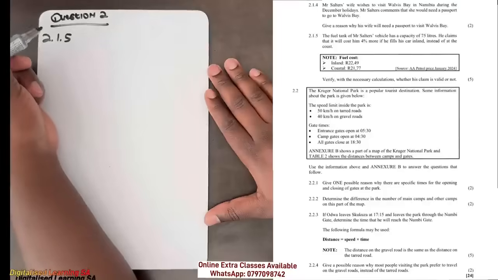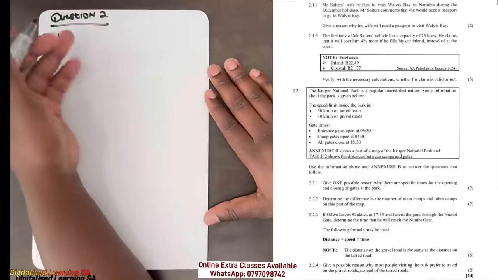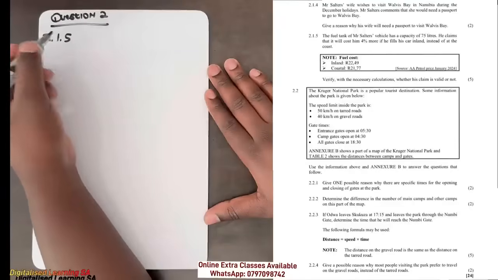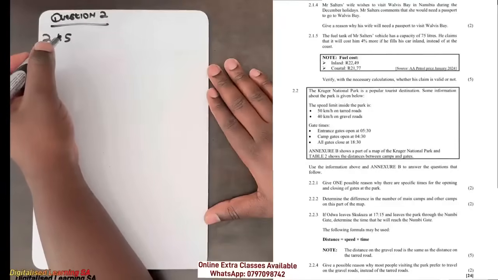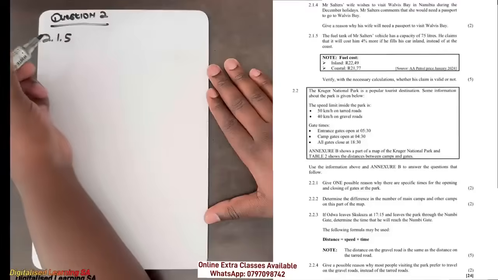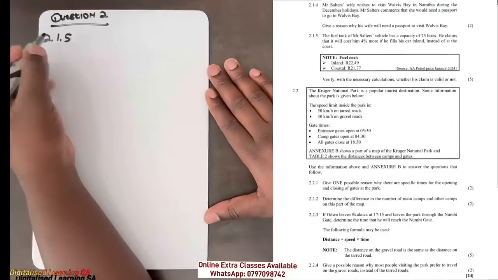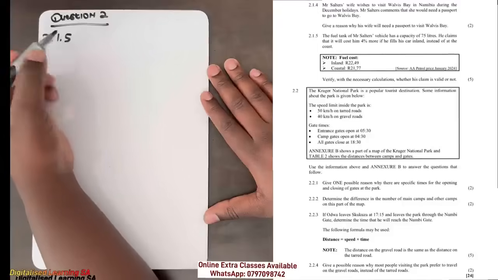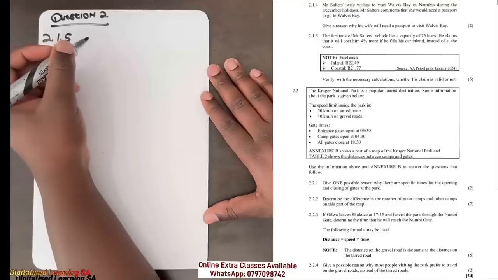At the coast or coastal areas, those are areas near the beach. They are called coastals. So he's saying that it will cost him 4% more if he fills his car inland instead of at the coastal. To calculate the percentage of how much it will cost him more, we use the following formula.